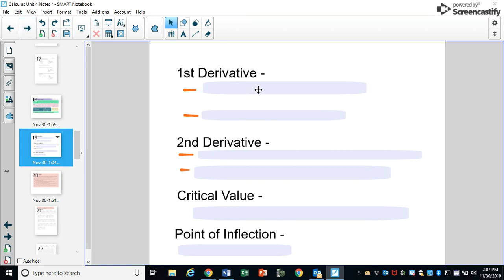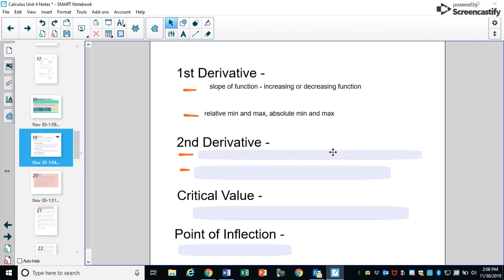Okay, so hopefully you were able to remember those. So the first derivative, that gives us the slope of the original function. We use it for our test to see where we have an increasing and decreasing function. And then it also is good for extrema. So it tells us the relative min and maximums and then the absolute min and max as well.